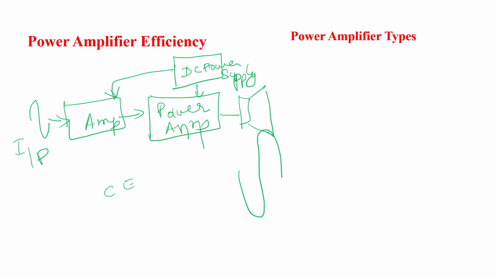Based on the power amplifier types, we have Class A, Class B, Class C, and Class AB types. We'll be discussing the modes of operation one by one. Class A amplifier: the commonly used type of power amplifier is the Class A power amplifier. I'll draw a circuit diagram of a Class A amplifier. We have already discussed this kind of circuit in our previous video on types of amplifiers.